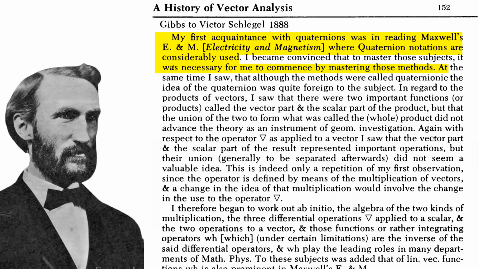However, he found that "in respect to the operator del as applied to a vector, I saw that the vector part and the scalar part of the result represented important operations, but their union, generally to be separated afterwards, did not seem a valuable idea." It was for that reason that Gibbs made sort of a mathematical shorthand from quaternions, where he separated the scalar multiplication from the vector multiplication.